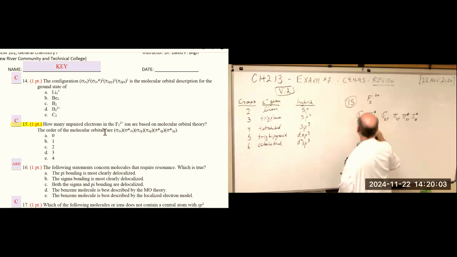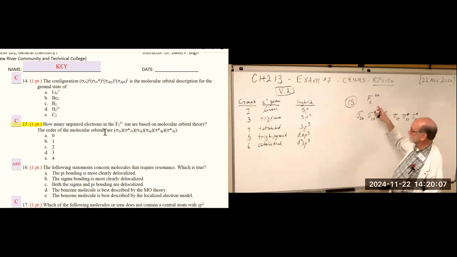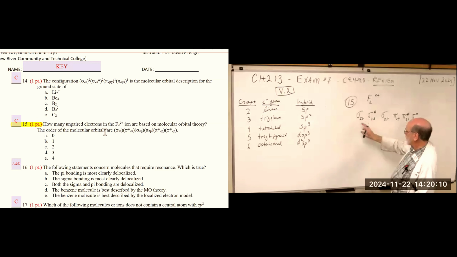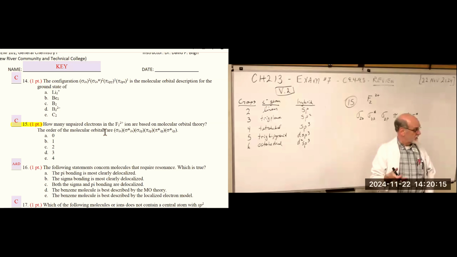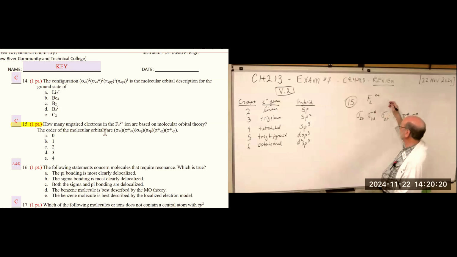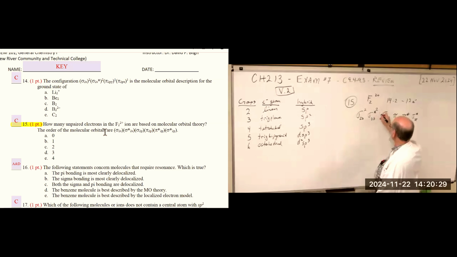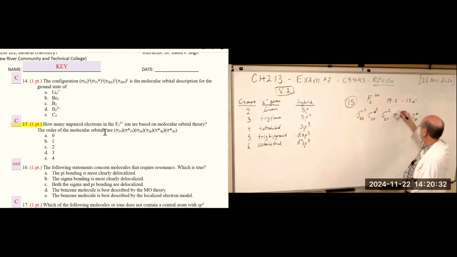F2 2+. If we have the neutral F2 molecule, what would we have? We're only working with valence here, so we're going to use the valence numbers. That means 7 for each fluorine. 2 times 7 is 14, minus 2 because we have a 2+ charge. So we have 12 electrons we have to position. 2, 4, 6, 10, and 2 more, right? So we don't need that last one.